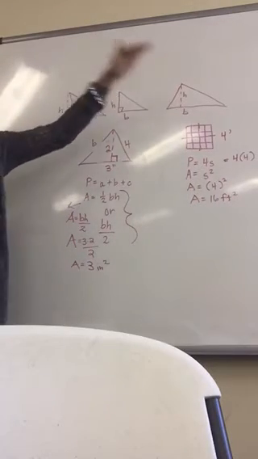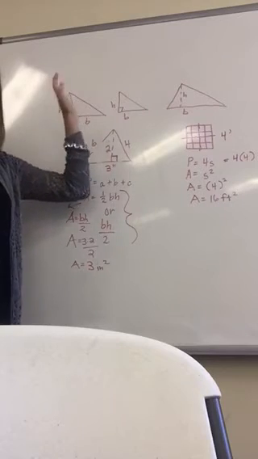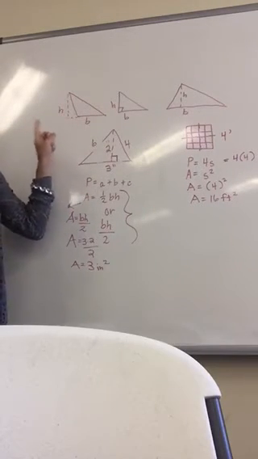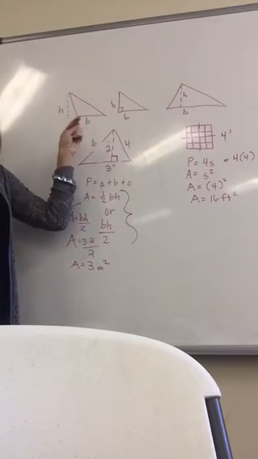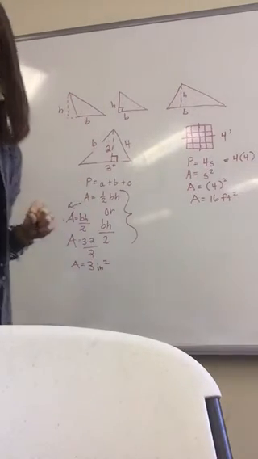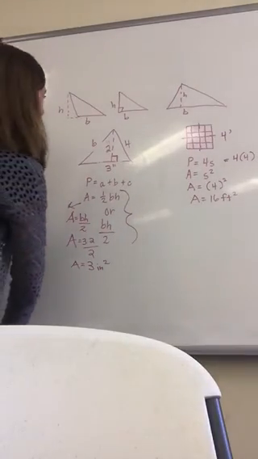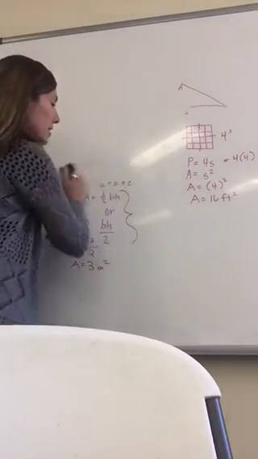Your base can be any one of the sides of any of these triangles. It doesn't just have to be the bottom side, but it can only be a height if it's perpendicular to a base, wherever your base is. Okay, so now let's look at a couple more problems. Let me erase what we've done.